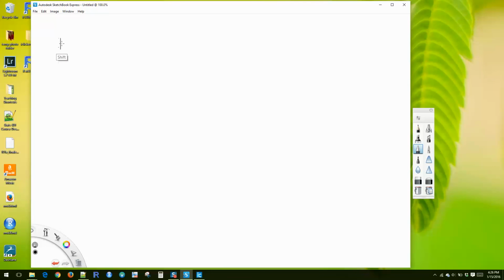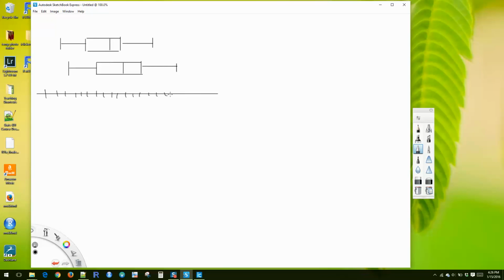So you can have a box plot like this, and then you can have another box plot that looks like this, okay? And assuming these are on the same scale, you've got some kind of number line here, right? 0 to 100, whatever we're talking about. We can look at data set A and data set B, and we can say data set B has a higher center than data set A, just comparing medians.